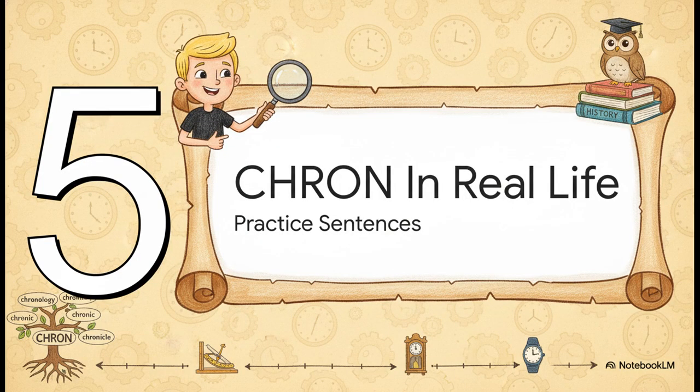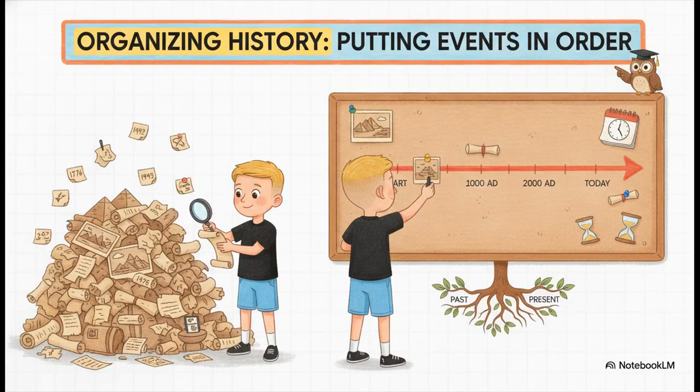Section 5, Chron in real life. Let's look at some practice sentences. Let's see chrono in real life. Take this sentence. The chronology lists events in order of time. It's a perfect textbook example of the root giving structure to an event list. It's not just a random pile of facts. The chronology provides the exact, strict order.